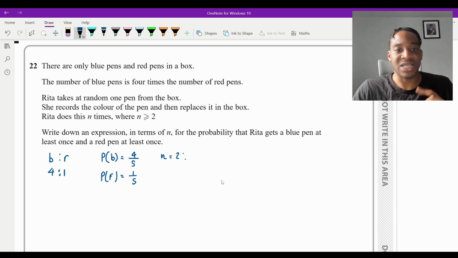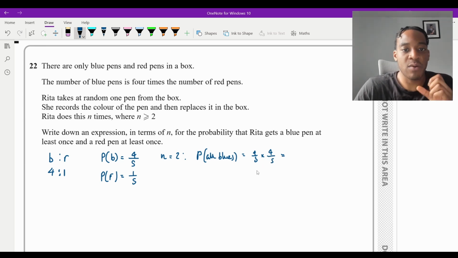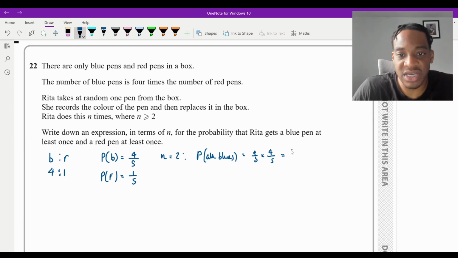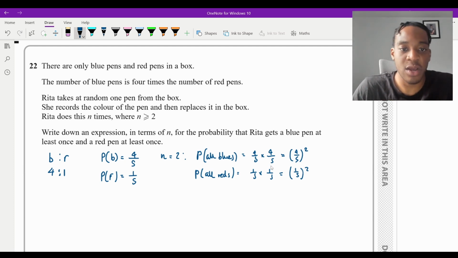One thing that can happen is that she gets all blues, right? For example, so I'm going to say the probability of me getting all blues will just be equal to 4 over 5 multiplied by 4 over 5, isn't it? Remember, it's the probability of a blue and a blue. So we can just write this as 4 over 5 all squared. You're going to see why I'm writing it like this. Now, similarly for all reds, it's just going to be 1 over 5 times 1 over 5, which is 1 over 5 squared. Right, this is 2 scenarios whereby she can pick up a pen when she does it twice.